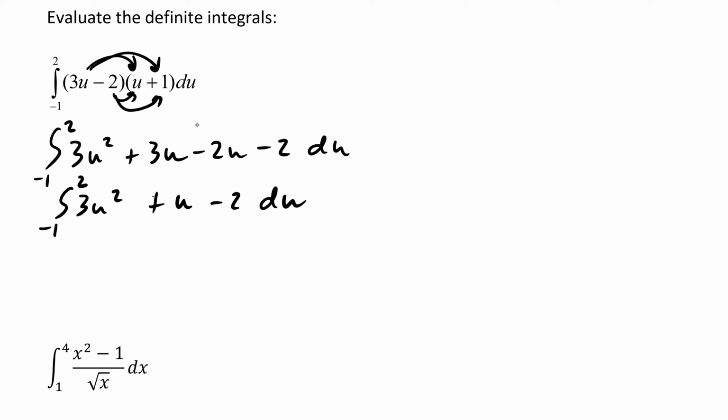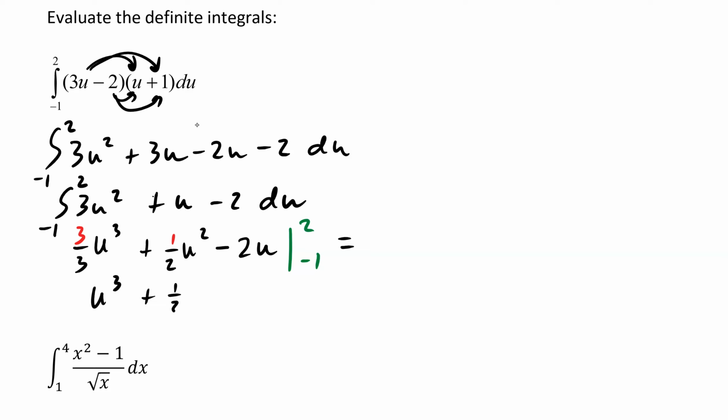So this would become u cubed over 3, and then we bring down the 3, plus u squared over 2. Remember, the exponent will always match the denominator, and then 2u, and again, draw the line to negative 1. Now we just have to plug it in. So this would become u cubed plus 1/2 u squared minus 2u from 2 to negative 1.